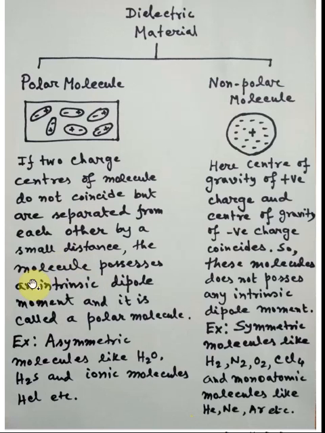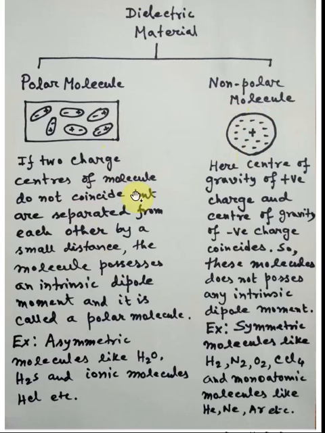Okay. Now let's see what is a polar molecule. Inside the dielectric material, if the two charge centers of a molecule do not coincide but are separated from each other by a small distance, then the molecule possesses an intrinsic dipole moment. So it is called a polar molecule. In the previous case there is no intrinsic dipole moment because the charge centers are not separated, due to the symmetric structure of the atom.